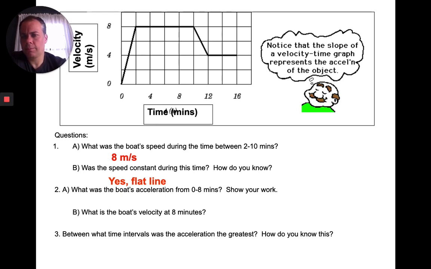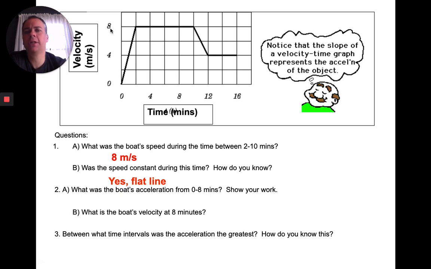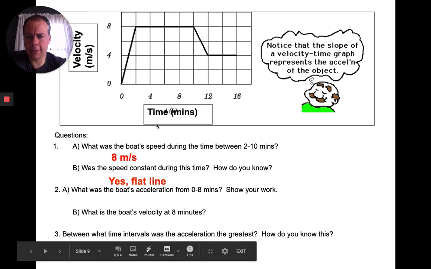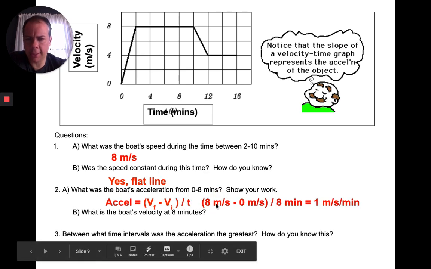So Vf, what was its final velocity? Well, we have to look at 8 minutes. At 8 minutes, its final velocity was 8 meters per second. What was its initial starting velocity at 0? At 0, it was 0. So if final velocity is 8 meters per second, initial velocity is 0 meters per second. The time it took, so 0 to 8 minutes, that's 8 minutes. That's our answer. 8 minus 0 divided by 8 is 1 meter per second per minute.